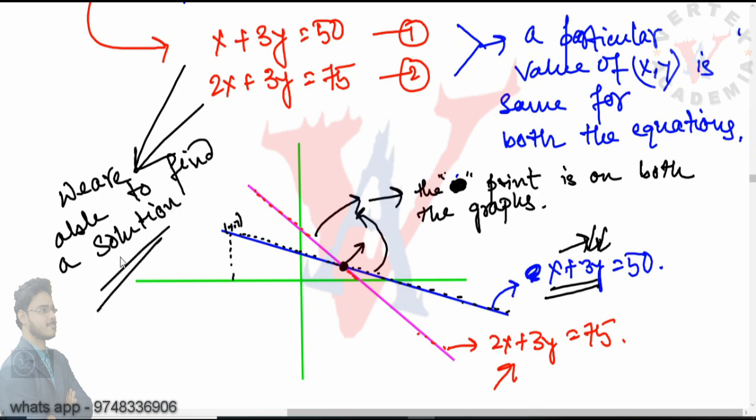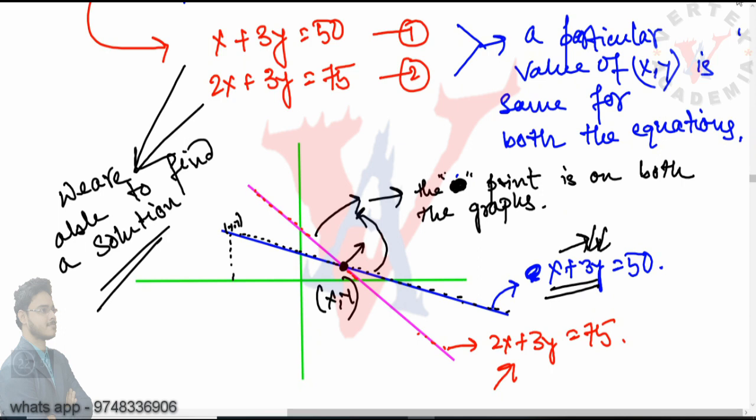So basically the intersecting point of two straight lines is the common solution or the common value of x and y. This is the common value of x and y, which is a solution of both the equations. That is, this value of x and this value of y is the same in both the equations.